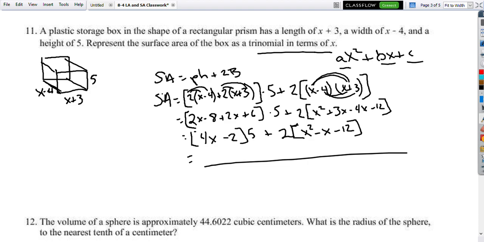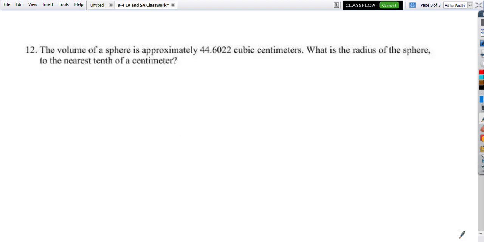All right. 12, volume of the sphere. So we haven't done this one yet. So let's do, instead of volume, let's do surface area here. Okay. So the surface area of a sphere is approximately that. All right. So, and this should be square centimeters. All right, so surface area is 4 pi r squared.